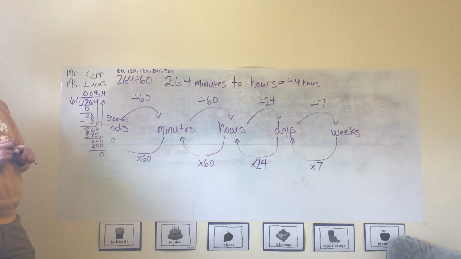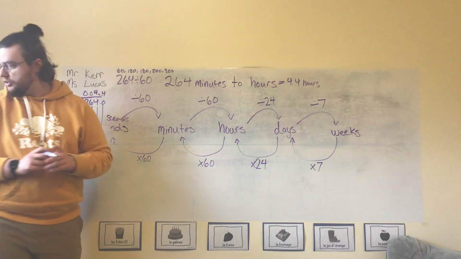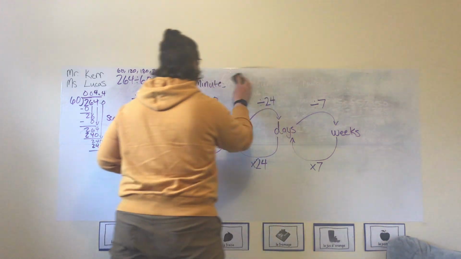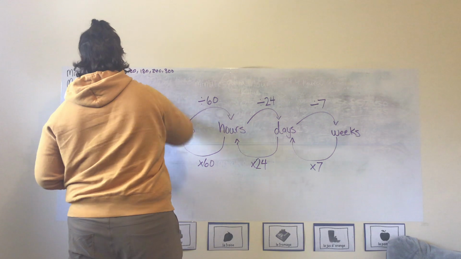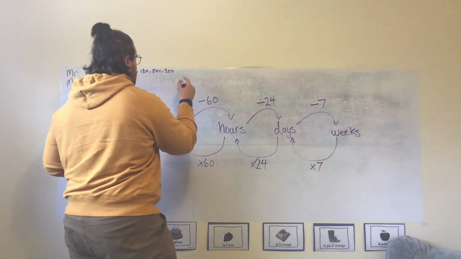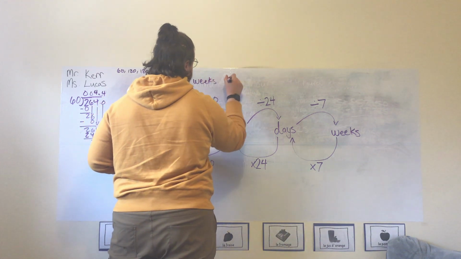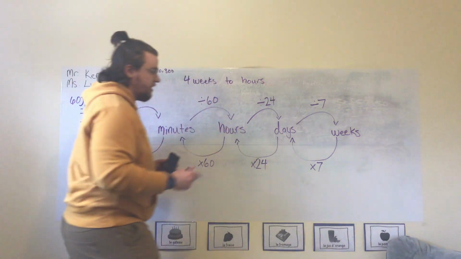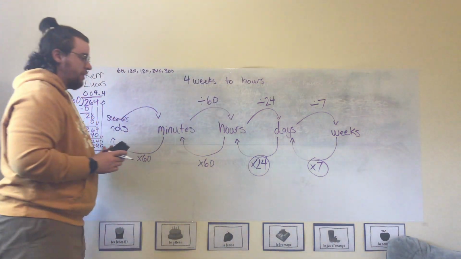Now we are going to go from weeks to hours. So we are going to multiply weeks to get to hours. So let me just erase this up top. I'll leave the division on the side in case you want to look at it, but we are going to go from 4 weeks, and we are going to convert it to hours. So if you look here, we are going to need to multiply by 7 and multiply by 24.